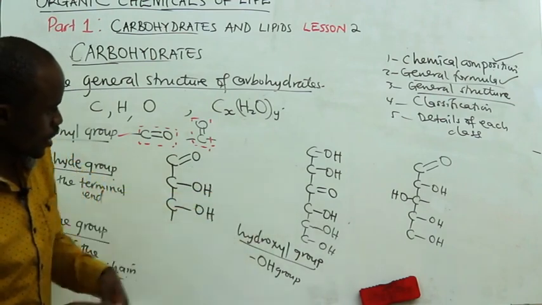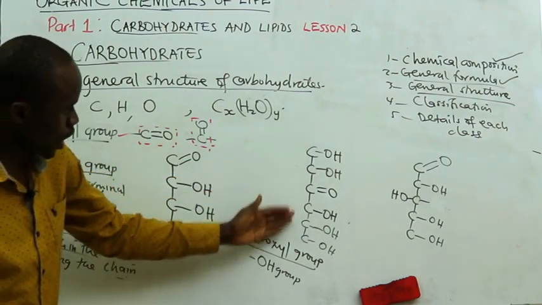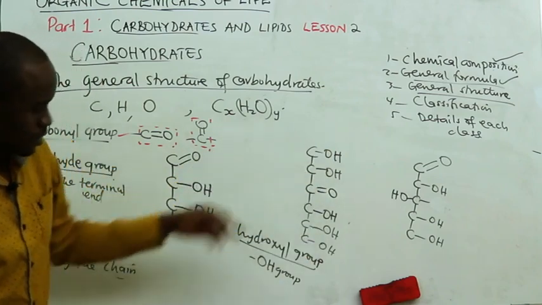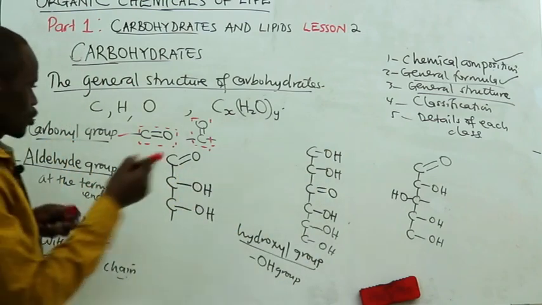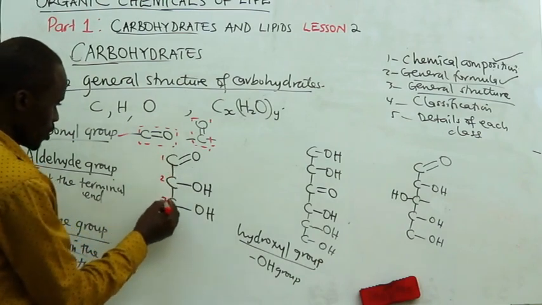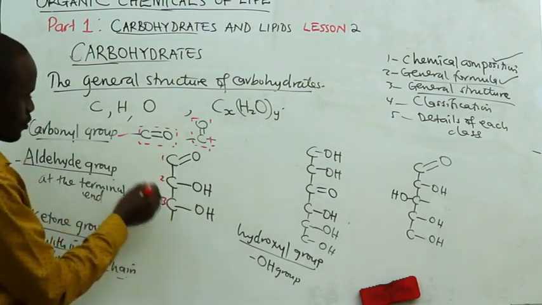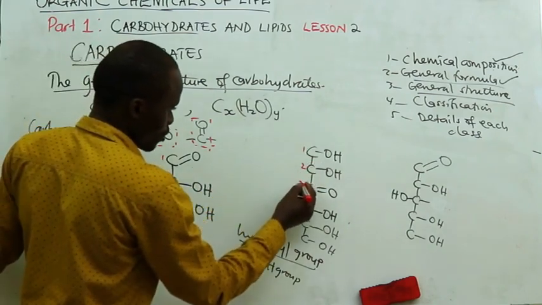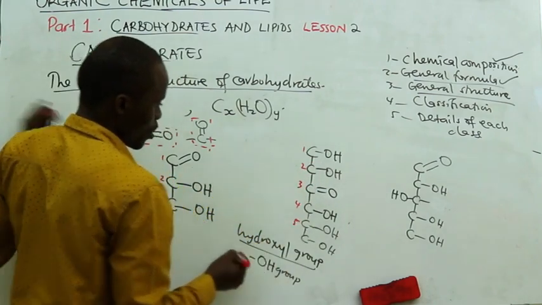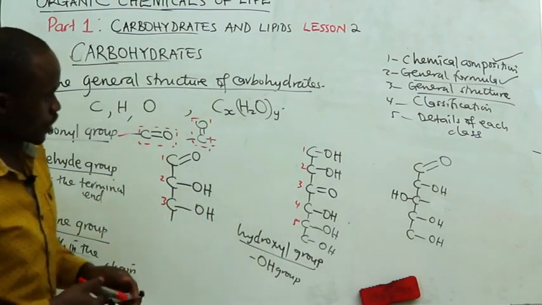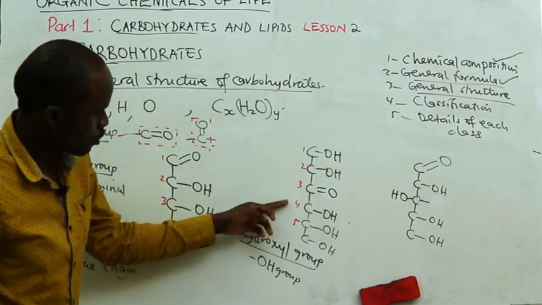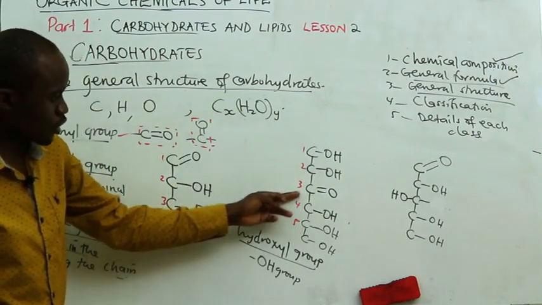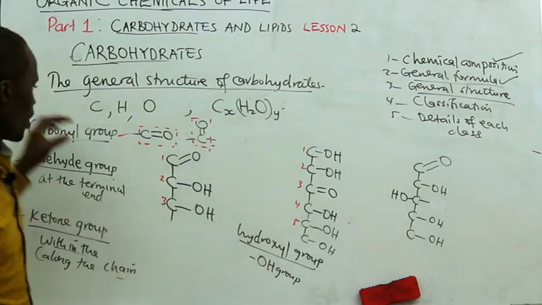Because in every carbohydrate, only one carbon atom should be left without the OH. So here we have carbon atom 1, 2, 3. Carbon atoms 2 and 3 have OH except carbon atom 1. If I count 1, 2, 3, 4, 5, we shall see that carbon atoms 1, 2, 4, and 5 all have OH except carbon atom 3. So that carbon atom which does not have OH should have the carbonyl group.